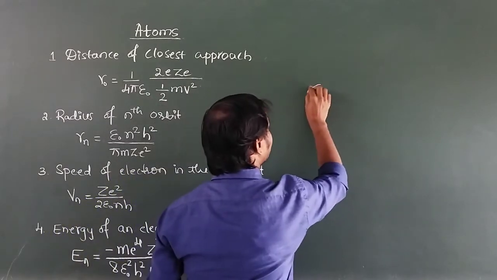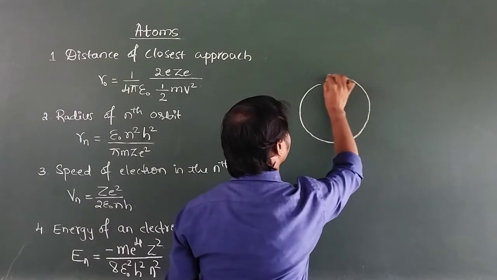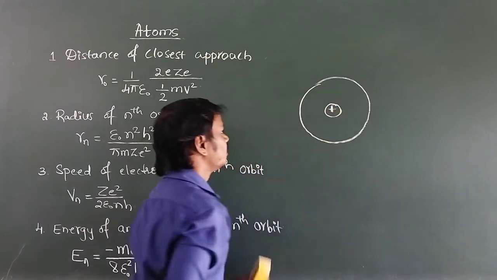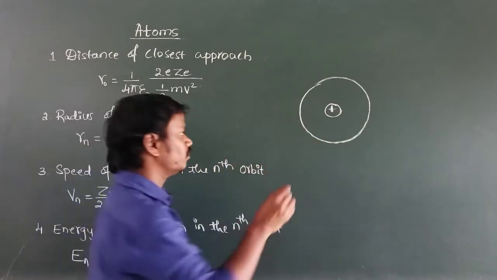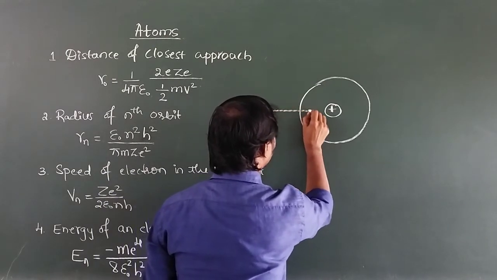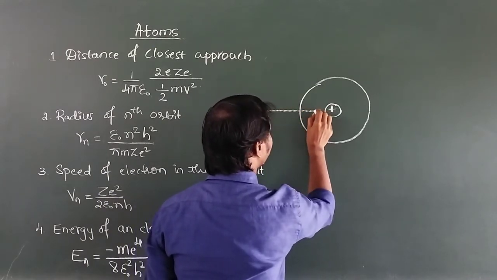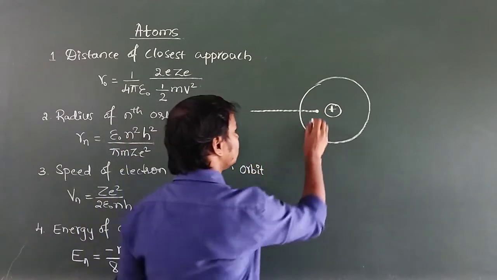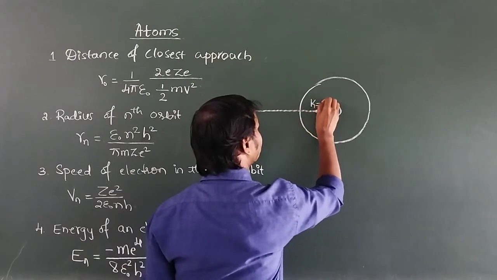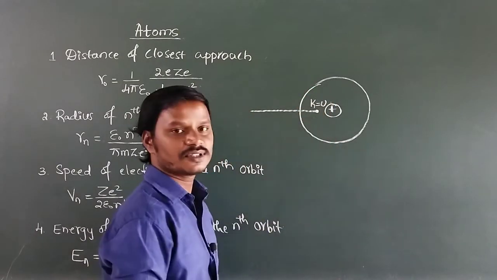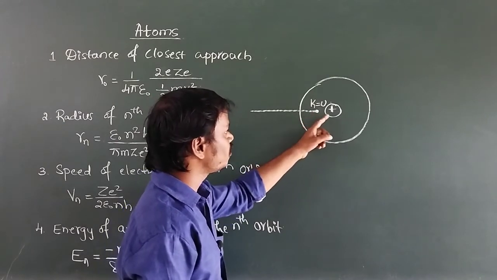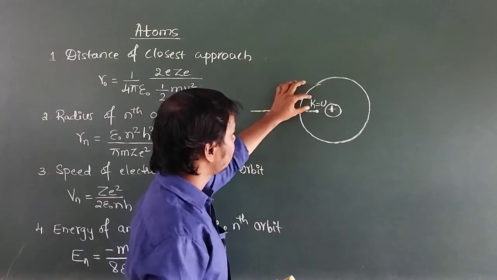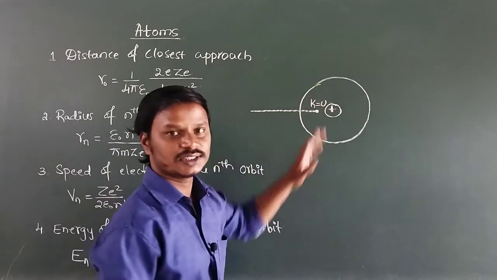See here, let us consider an atom, and this is a nucleus, and the nucleus is positively charged. Then when an alpha particle is made to pass through the atom, at the closest distance from the nucleus, the kinetic energy of the alpha particle becomes potential energy. K is equal to U, because of greater repulsive force. When this alpha particle comes close to the nucleus, it experiences the greater repulsive force. That is why the kinetic energy of the alpha particle becomes potential energy.